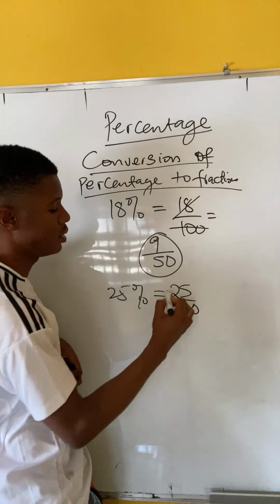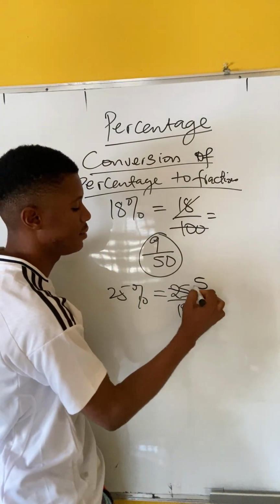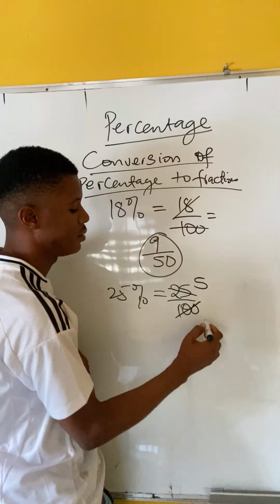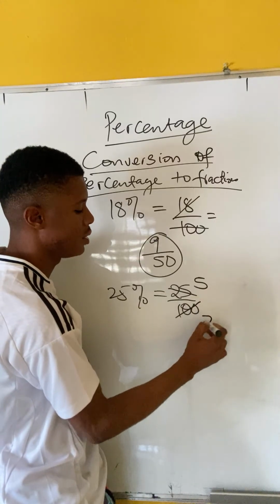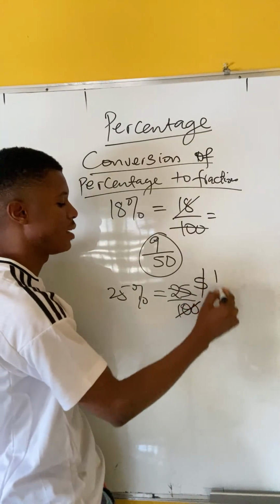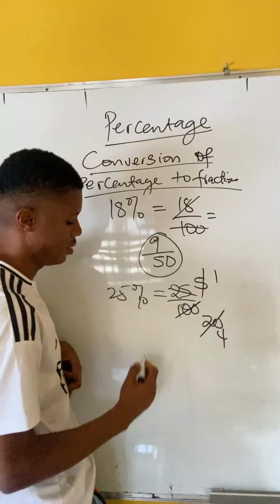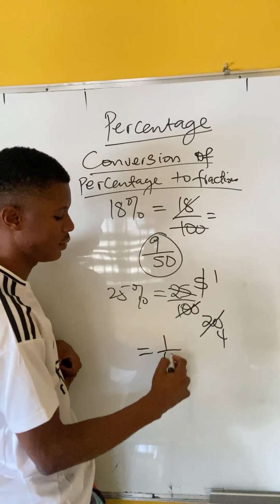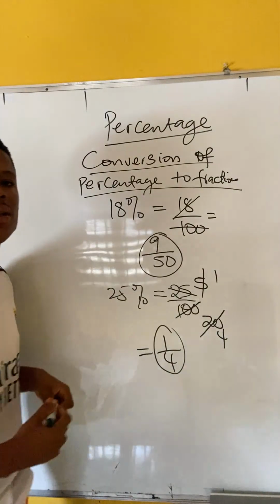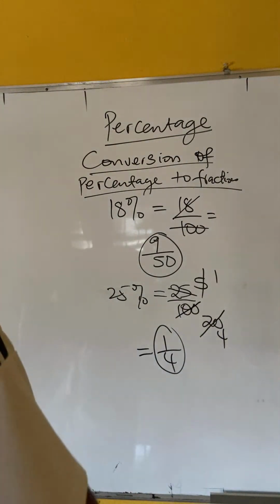We start small. We have 5. 5 divided 25 is 5. 5 divided 100 is 20. 5 divided is 1. 5 divided is 4. So the answer is 1 over 4. Okay? Yeah, the answer is 1 over 4.